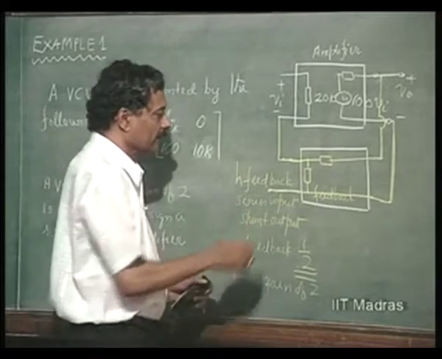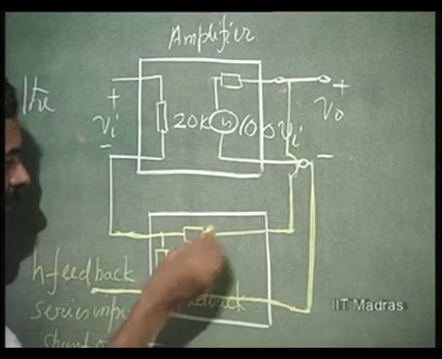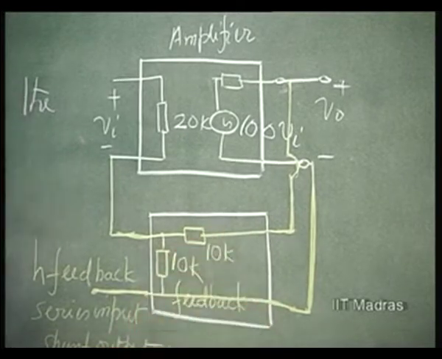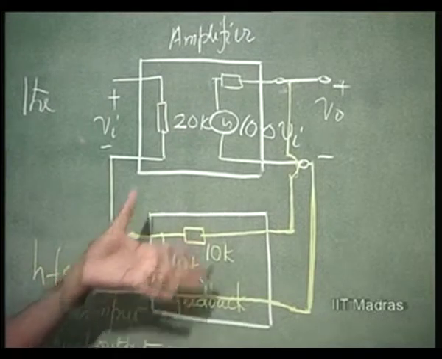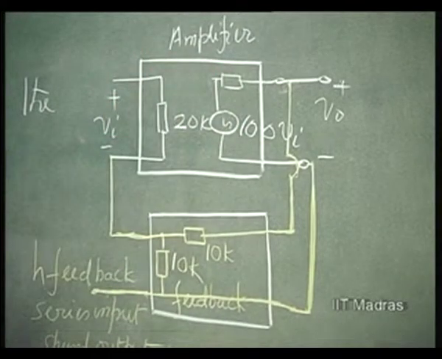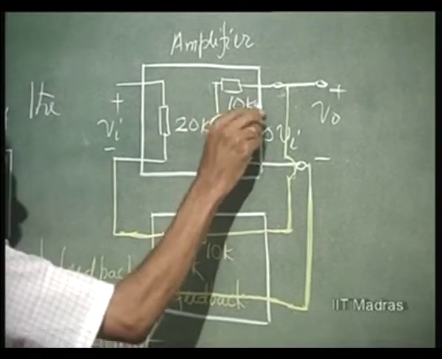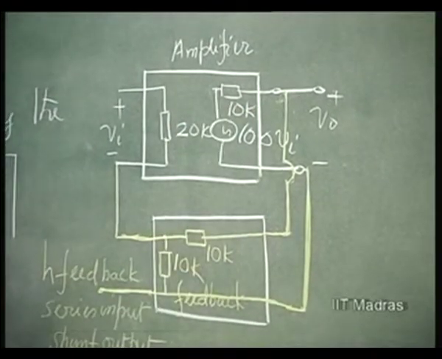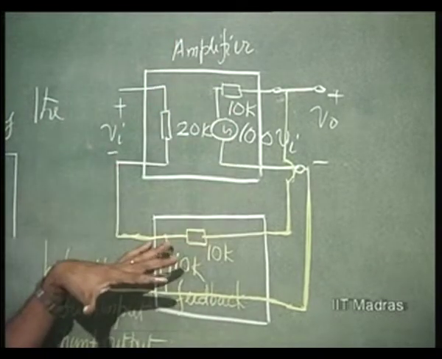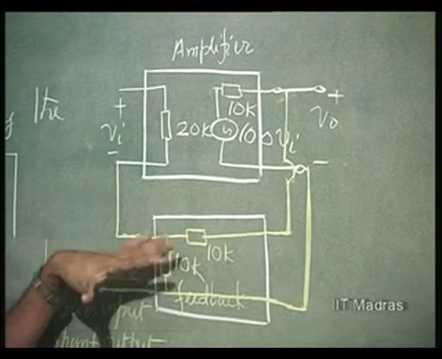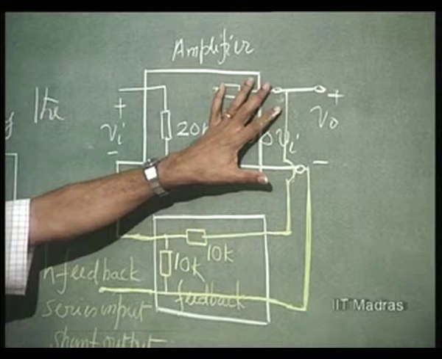Now, what happens? Let us say this is 10K, I will take 10K just as an illustration, so that the impedances here cannot be ignored; they will be of the same order. So the loading effect is automatically coming into the picture. No approximation whatsoever is made in this analysis, that is what I want to illustrate.